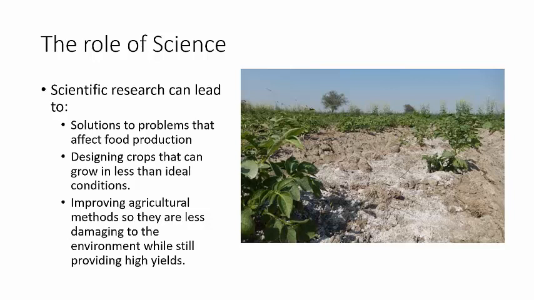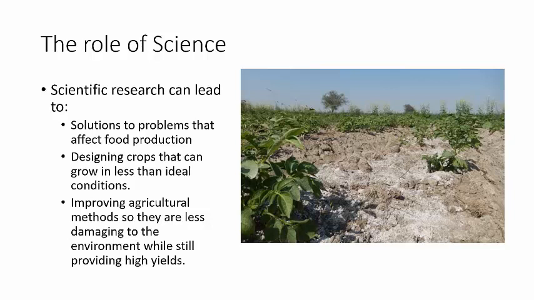So we might actually be able to fix some of those problems, but it's going to require some research. Now, the other thing that scientific research can do is that it can help us to design crops that can grow in less than ideal conditions. So a good example of that is that by tweaking with the DNA of plants, scientists have been able to design some plants that can cope with high salt levels.